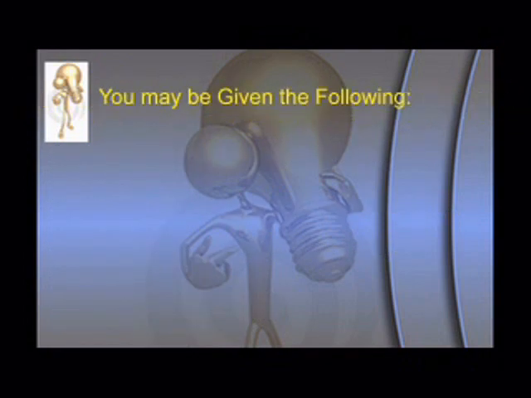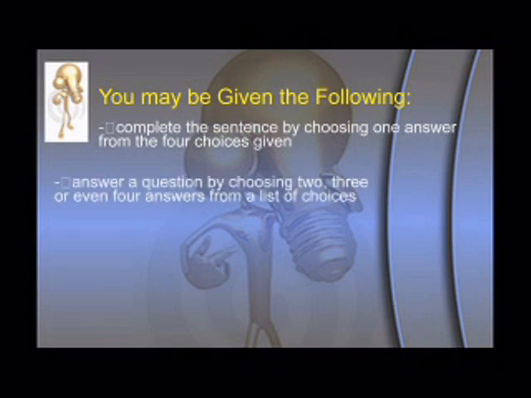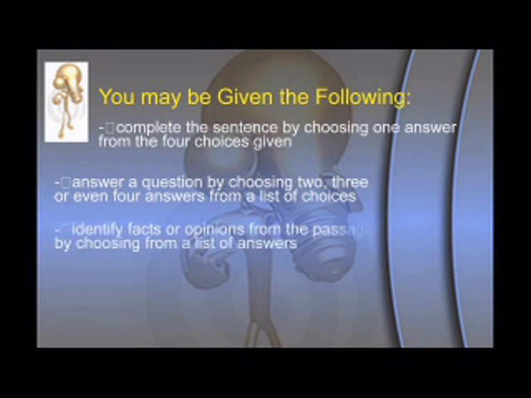For multiple choice questions, you may be given the following. First, complete the sentence by choosing 1 answer from the 4 choices given. Second, answer a question by choosing 2, 3, or even 4 answers from a list of choices. Or, you will be asked to identify facts or opinions from the passage by choosing from a list of answers.